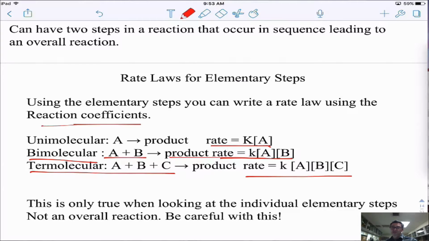You can only do this for the steps. You can't do this for the overall reaction. The overall reaction you need to do an experiment for. But these steps, they're coming from the experiment. So the idea is you experiment first, then you hypothesize what you think the mechanism would look like based on the rate law. That's what we're trying to do here. So let's look at how this would work.